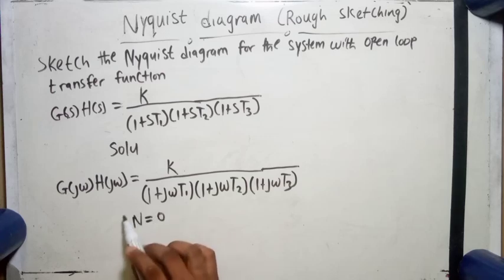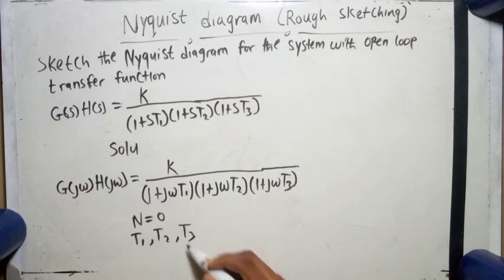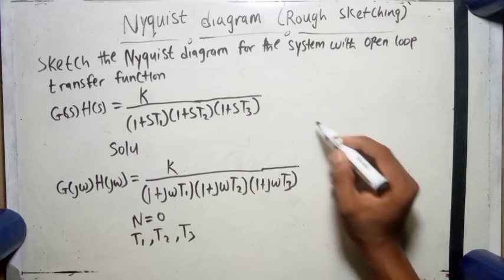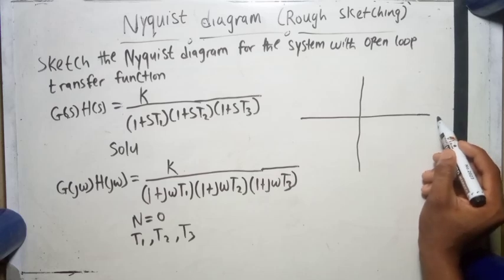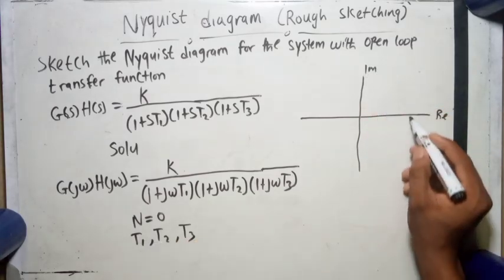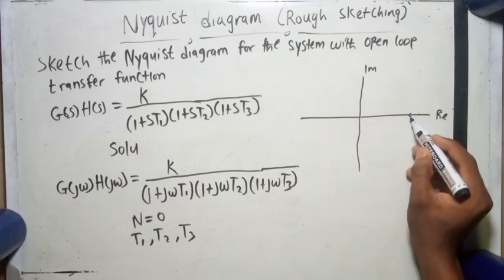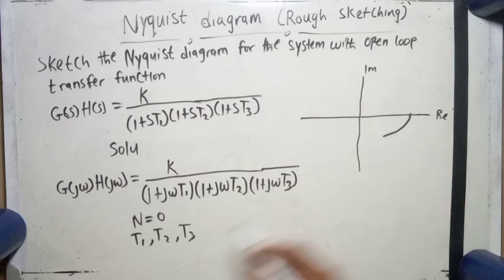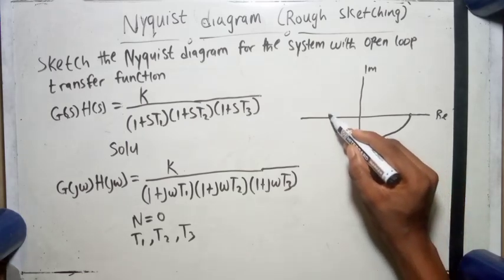Now, from here, we know that our N is 0. There is no JW on its own. That's 1. Then we have T1, T2, and T3, so we're going to make use of 3 quadrants. Since our N is 0, that means we're going to start from a point on the real axis on the right hand side. We'll pick from here. Then we start moving. But since we have 3 T's, I'm going to make use of 3 quadrants. So 1, 2, and 3.